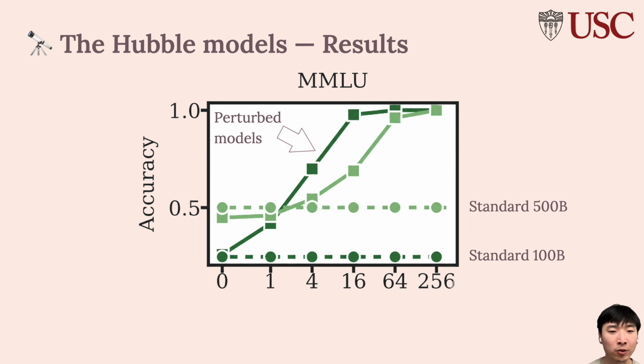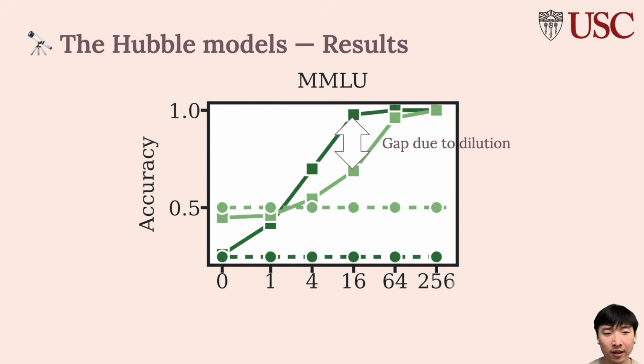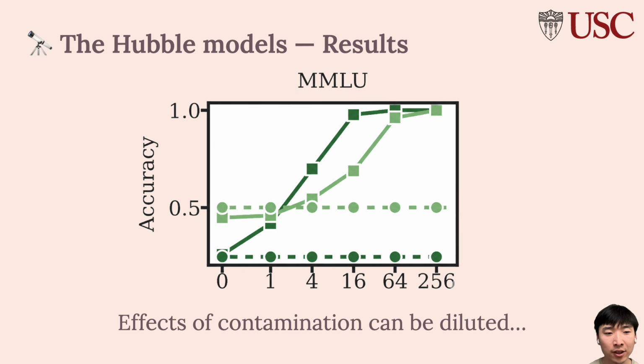And then we have the perturbed models, which were intentionally contaminated. And so as the contamination level increases, the accuracy increases all the way up to 100%. The dark green on top was the perturbed model trained on the 100B corpus, and the one in light green trained on the 500B corpus. You do see that dilution has an effect, and for the model trained on more tokens, its memorization risk is lower for the same number of duplicates, and that there's this delayed effect. So here we see the gap for test set contamination.